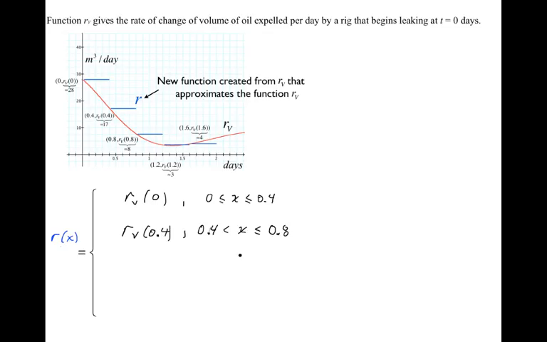Okay, finish writing this function. This is the R function, and we need to write it with 5 different rules because it's 5 different pieces. We have to tell it for what x values each rule applies. So you finish that up.